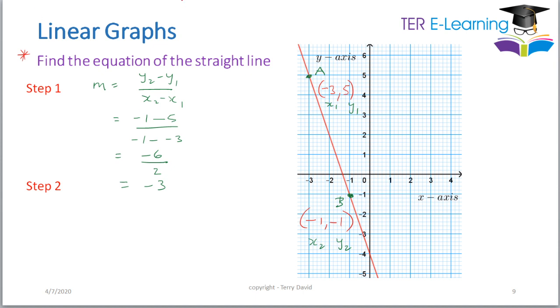So once we know the gradient, we know the general form of an equation is y equal mx plus c. It's something you all need to know and remember. But you just worked out m. So therefore, y is equal to minus 3x plus c. So really and truly, what I need to know now is my y-intercept. Can somebody tell me what are the coordinates of my y-intercept?